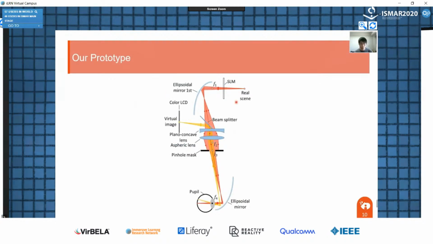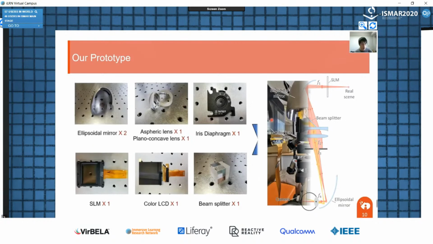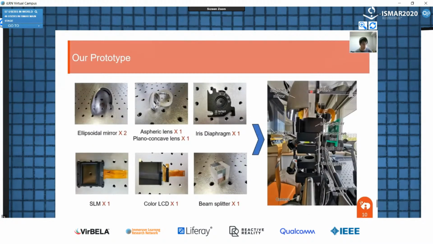Our prototype is made by adding an SLM in front of the entrance pupil of the system, and we also put a corner LCD and a beam splitter to project the virtual image into the system. The photo of our prototype is given on the right, and notice that there is a vertical parallax between the entrance pupil and the exit pupil.